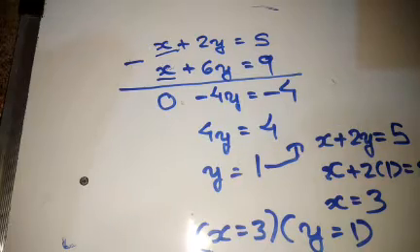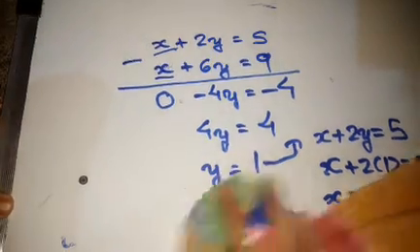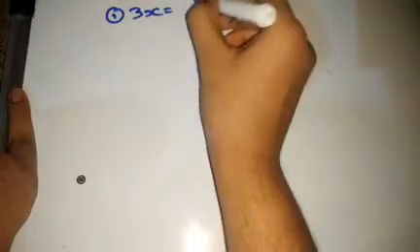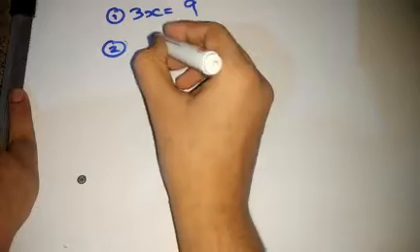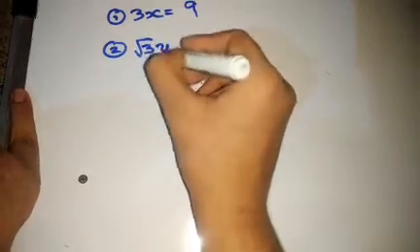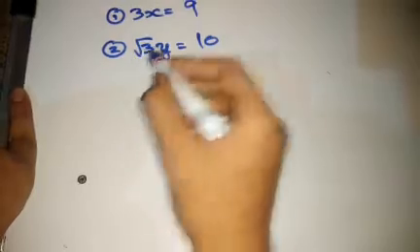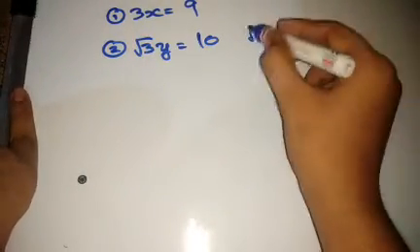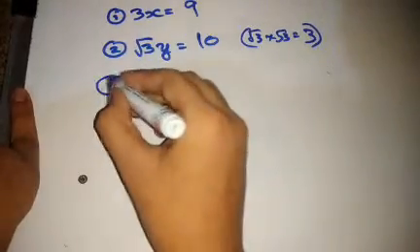Okay, I am giving you some examples to practice on this concept. Let us take some examples. First is 3x equal to 9. Second is root 3 y equal to 10. I have shown you the method to solve the roots. On multiplying root 3 into root 3, we will get again 3. Just take it as a hint.